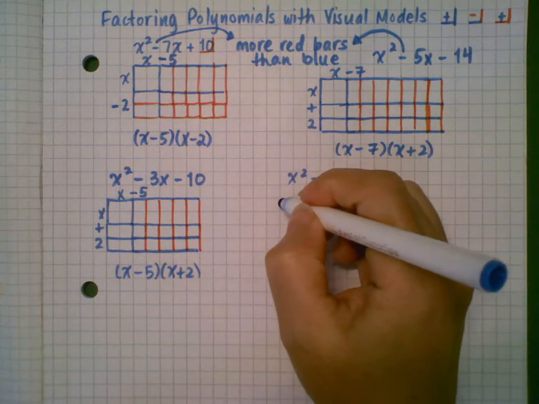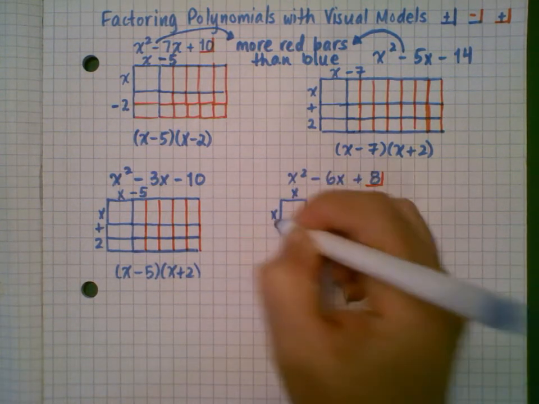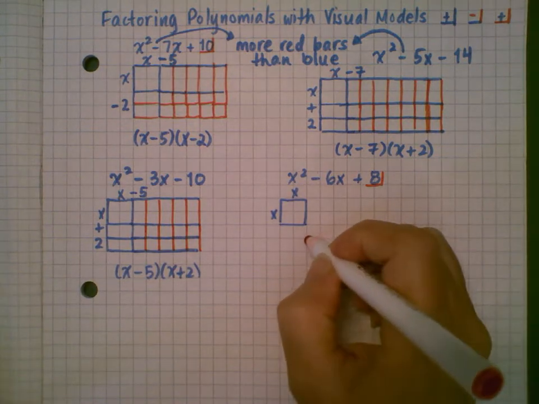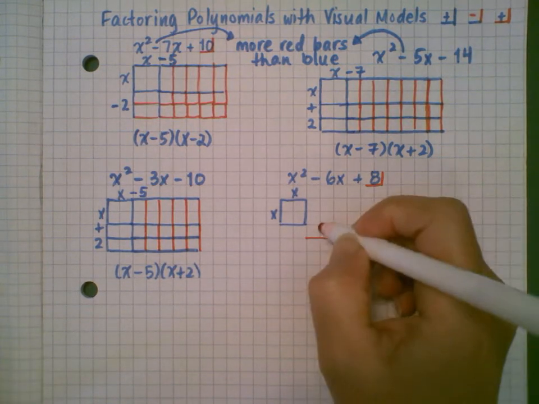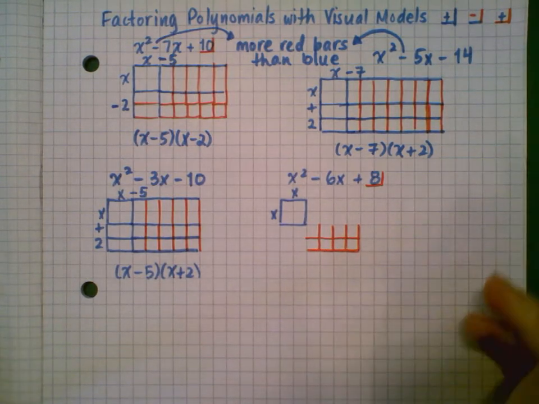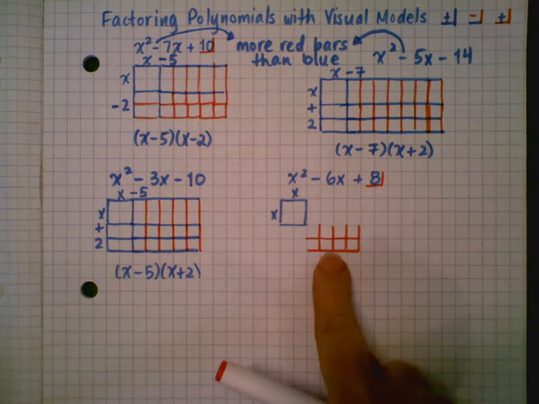So I'm going to go x squared and positive 8. So 1, 2, 3, 4 by 2. There's my first term and my last term.